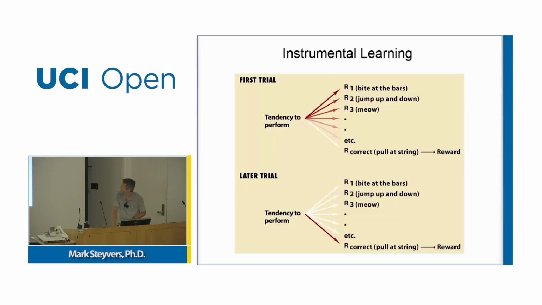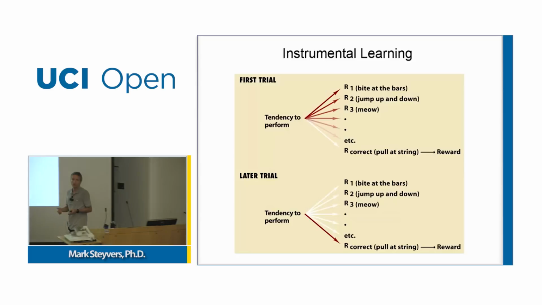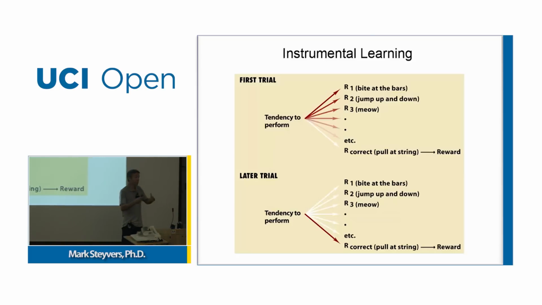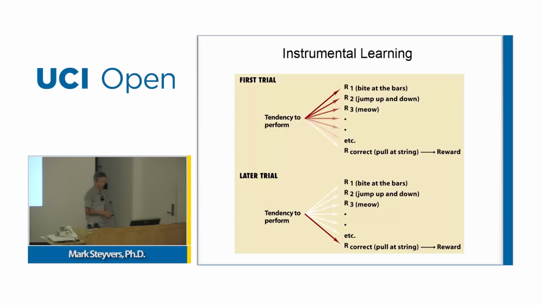And so no insight is used here. There's no fancy learning going on. It's just a simple association between a response and a reward. And that's called instrumental learning. A person or an animal figures out the response that is instrumental to the outcome.